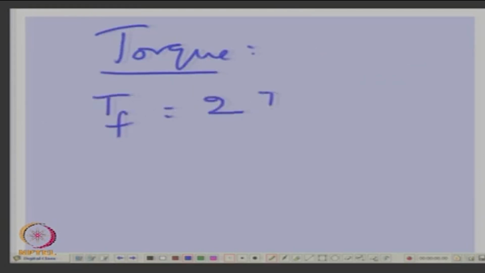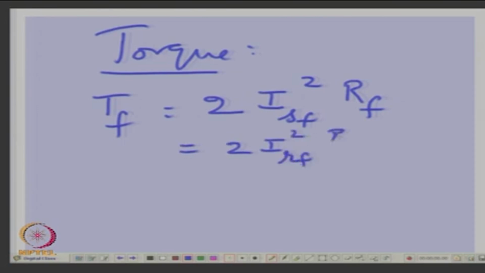Will be twice ISF square into Rf, is not it? No, let me tell you that this will also be equal to twice... Okay. This is that forward torque, because that is whatever power you are feeding to the forward field. Power in the forward field is the synchronous torque. Okay.